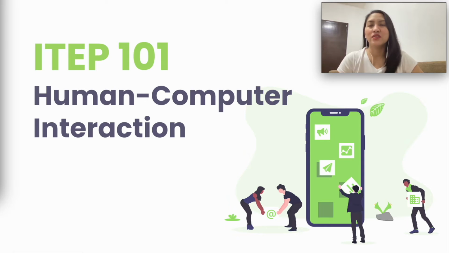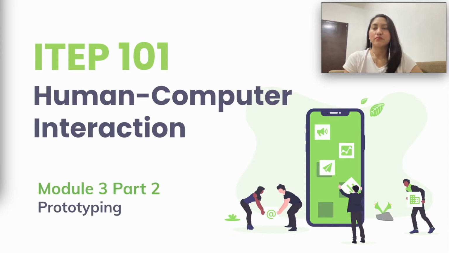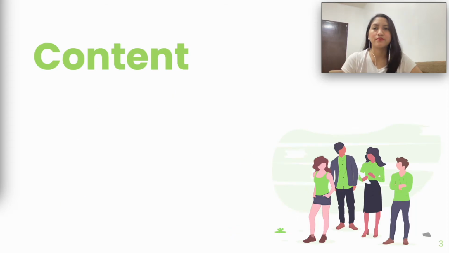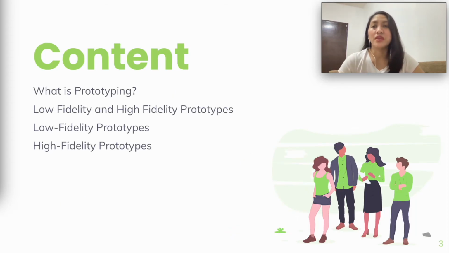Good day everyone. This is a video lesson in ITEP 101, or Human Computer Interaction. This video lesson will cover the second part of Module 3, which is the lesson entitled Prototyping. The topics here include what is prototyping, low fidelity and high fidelity prototypes, and then we'll go into details about low fidelity prototypes and then high fidelity prototypes.